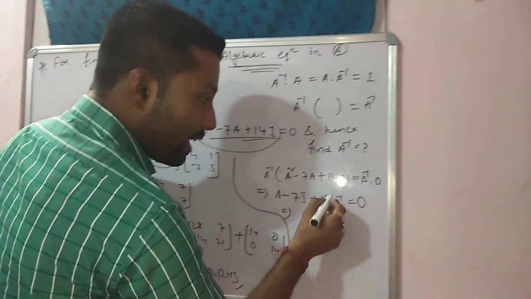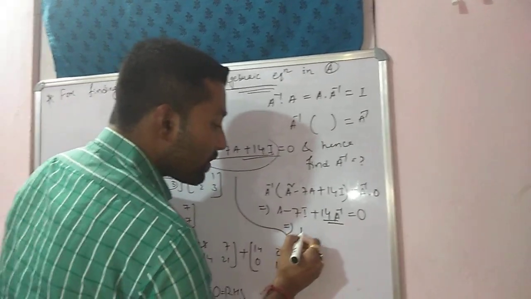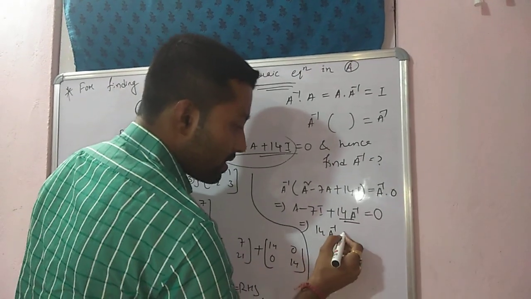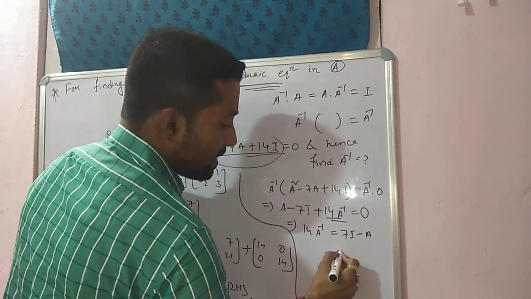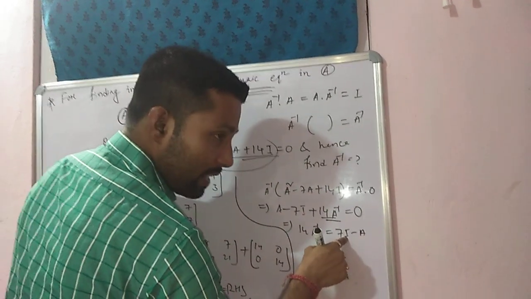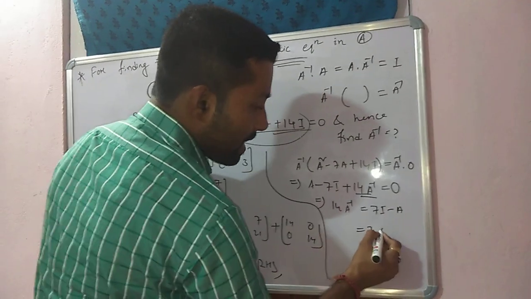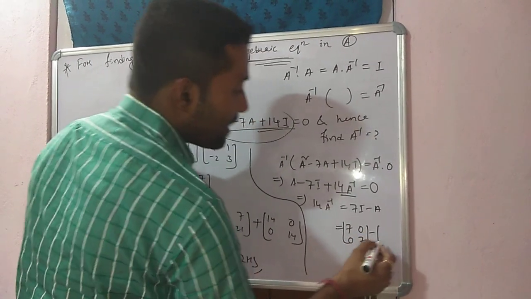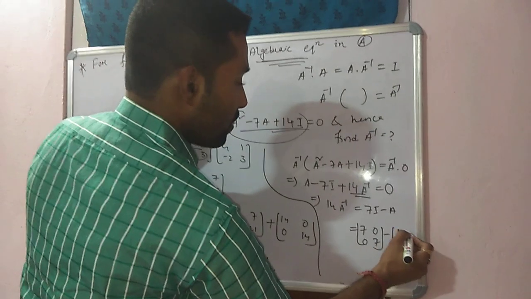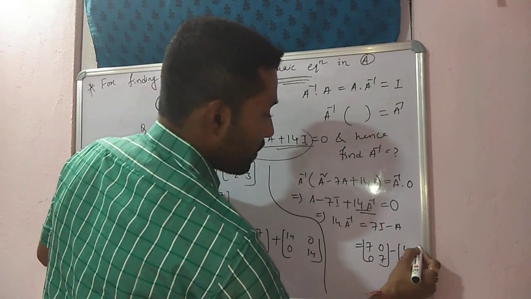What you have to find out? The value of A inverse. So keep only this term on the left hand side. 14 A inverse is equal to 7I minus A. 7 into I, I is the identity matrix, that means 7 0 0 7 minus A. What is A? A is given as 4 1 minus 2 3.